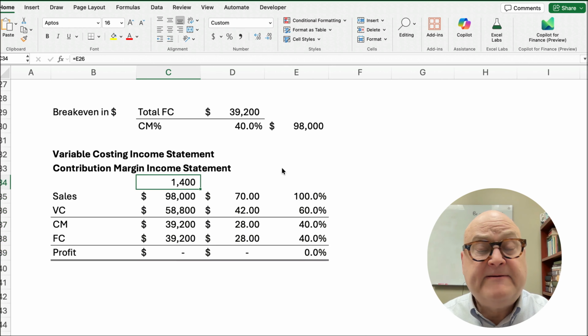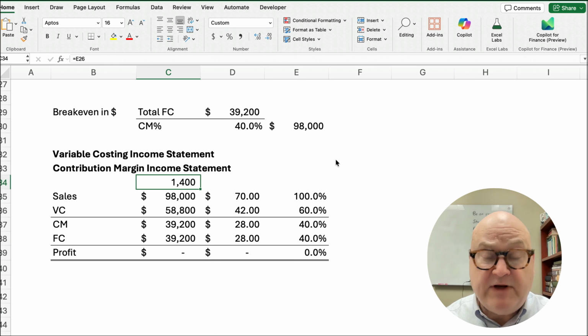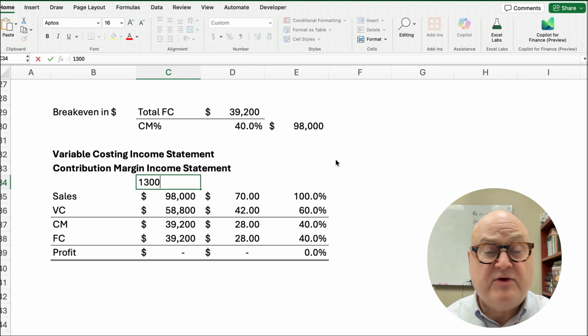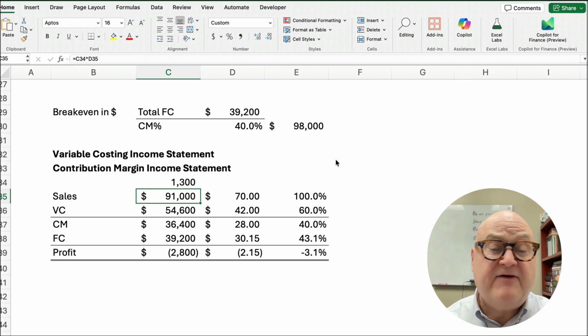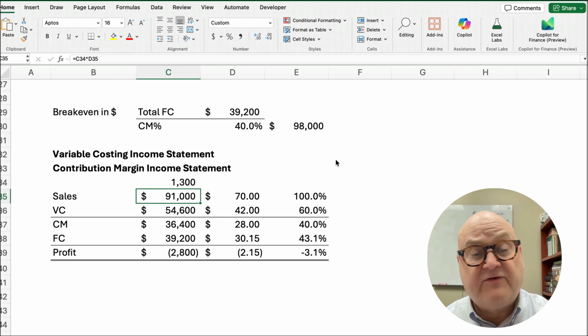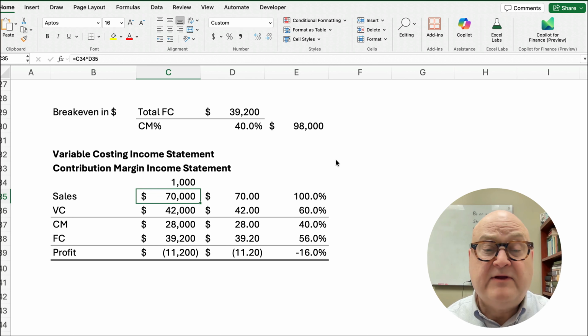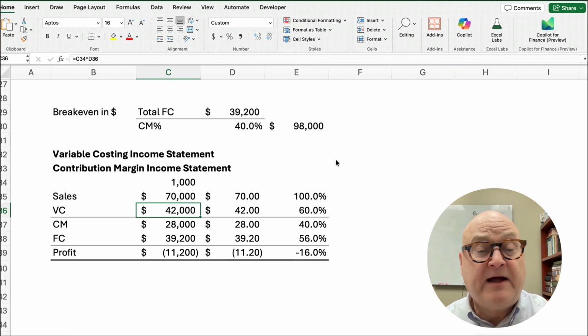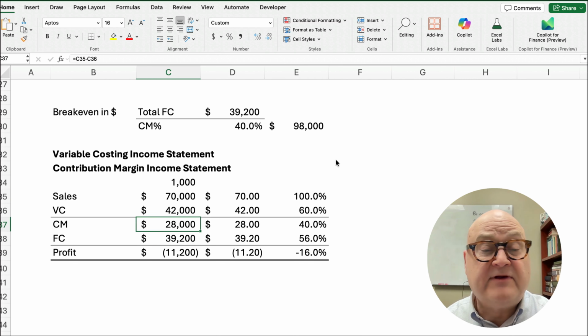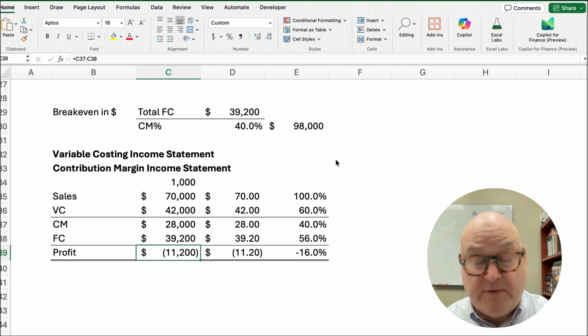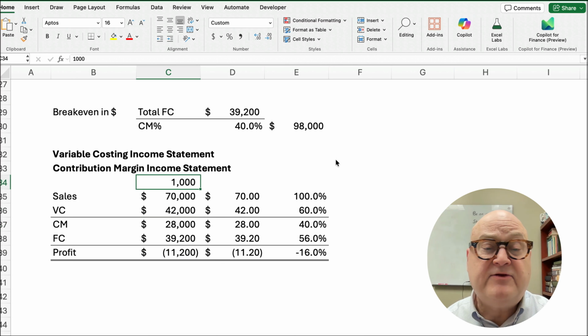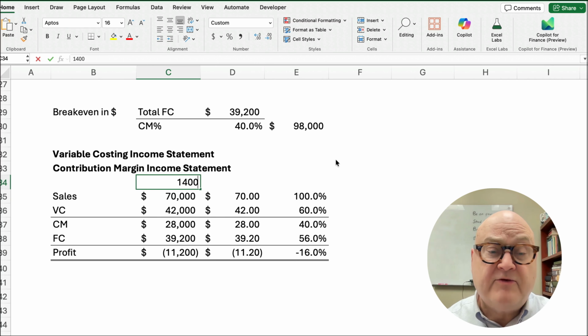Well, what if we did, let's see if we can change this number. What if we did 1,300 units of sales? Well, we have a loss. We have a loss of 2,800. If we had 1,000 units of sales, then we would have $70,000, 42,000, our contribution margin of 28,000, and we still have the same fixed cost. We would be losing money. So we're trying to get to the point where we get to 1,400.